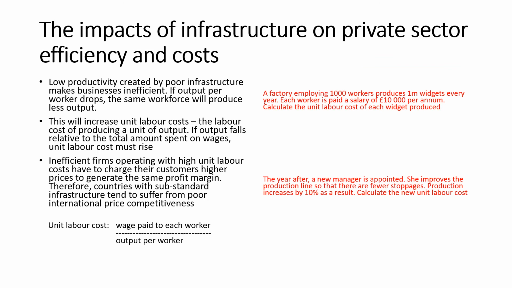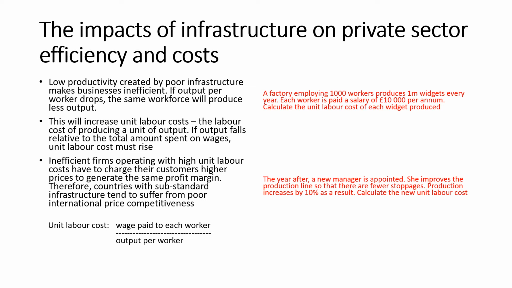So next we'll turn our attention to the impacts that infrastructure has on private sector efficiency and costs. So low productivity created by poor infrastructure makes businesses inefficient. If output per worker drops, the same workforce will produce less output. This will increase unit labour costs. Unit labour costs being the wage cost of producing a unit of output. Logically speaking, if output falls relative to the total amount spent on wages, unit labour costs must rise.